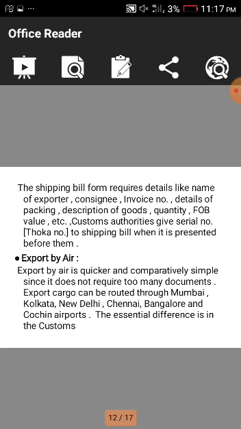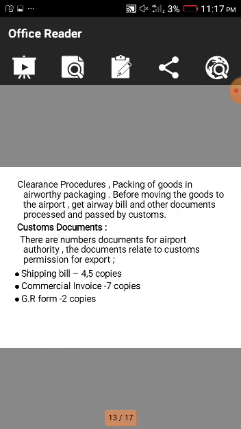Export by air. Export by air is quicker and comparatively simple since it does not require too many documents. Export cargo can be routed through Mumbai, Kolkata, New Delhi, Chennai, Bangalore, and Cochin airports. The essential differences are in the customs clearance procedures and packing of goods in airworthy packaging. Before moving the goods to the airport, get the airway bill and other documents processed and passed by customs.